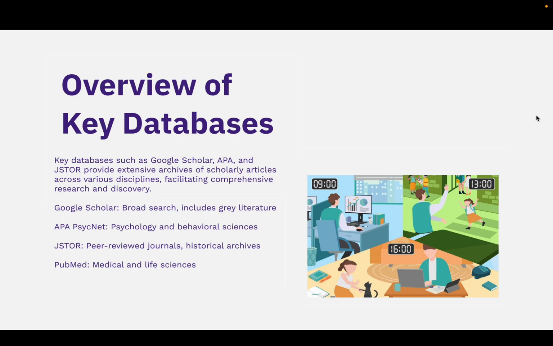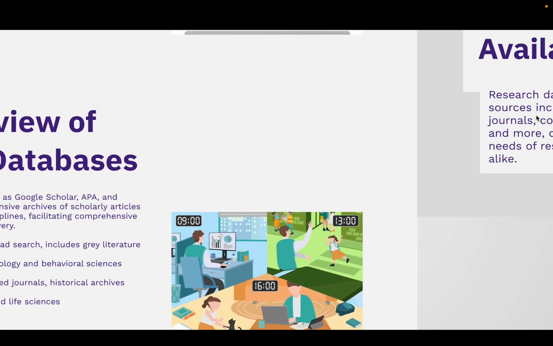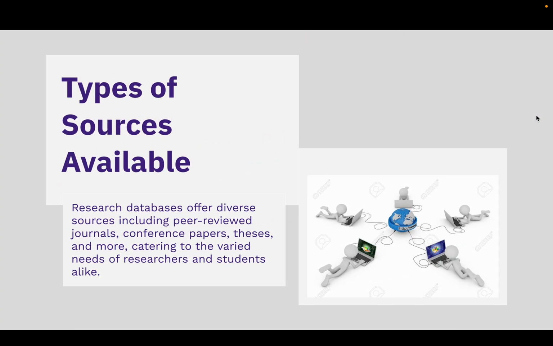You have things like the APA, which is Psychology and Behavioral Sciences, JSTOR, which is peer reviewed journals and historical archives, PubMed, which is medical and life sciences, and many, many more. These are just a few. Research databases offer diverse sources, including peer reviewed journals, conference papers, theses, and more. So, it caters to the varied needs of researchers and students alike.